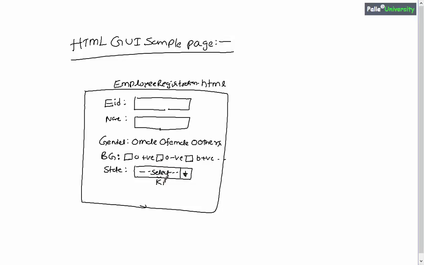I would like to show you here. KA, AP, so something like this, some state names, and finally a submit button, right? So this is my requirement. So for creating the user interface something like this, I will be writing some HTML code in employee registration.html file.